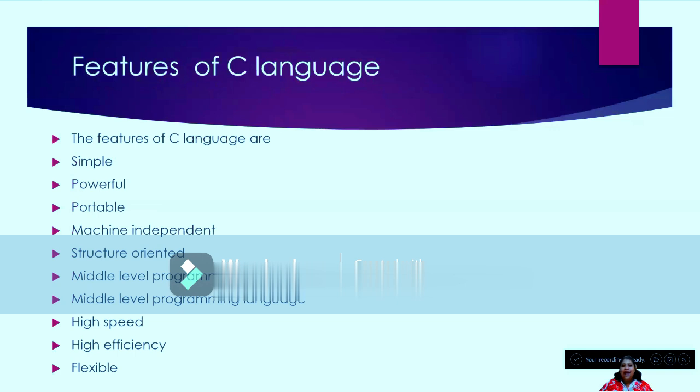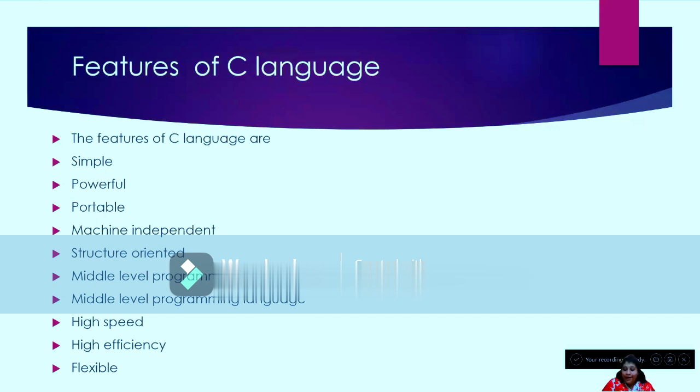The features of the C language are: simple, powerful, portable, machine independent, structure oriented, middle level programming language, high speed, high efficiency, and flexible. I said it previously. Simple means simple syntax will be there. Powerful means it's very powerful compared to other languages.